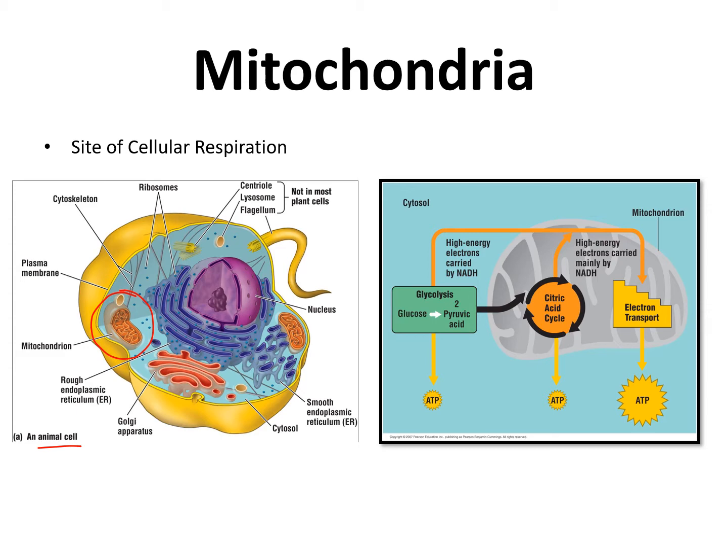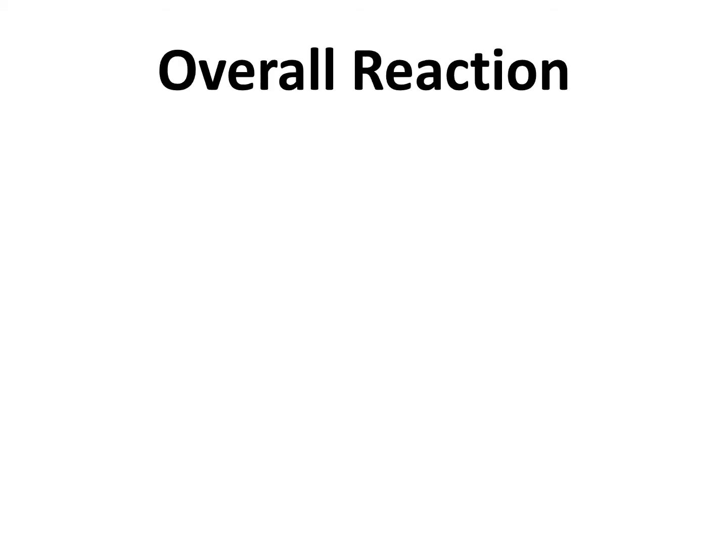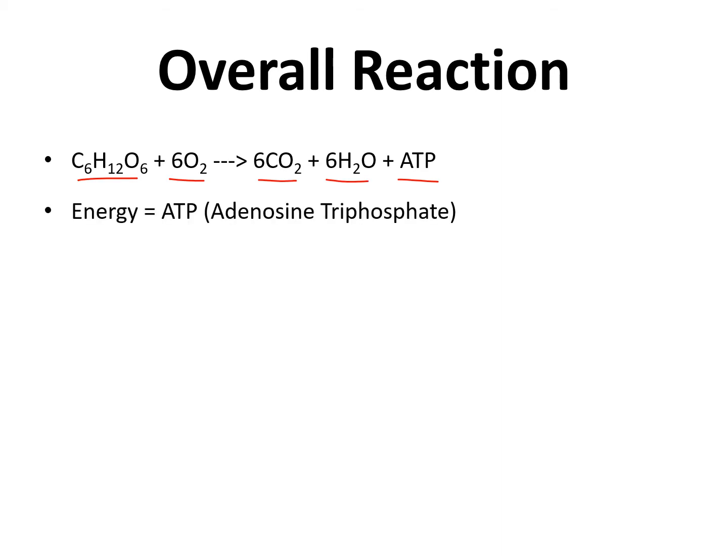And cellular respiration has 3 stages. It has first glycolysis, then the citric acid cycle, and then the electron transport chain. The overall reaction for cellular respiration is again glucose plus oxygen run through a series of reactions to produce ATP, and then release carbon dioxide and water as waste products.